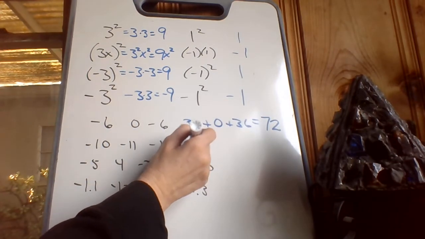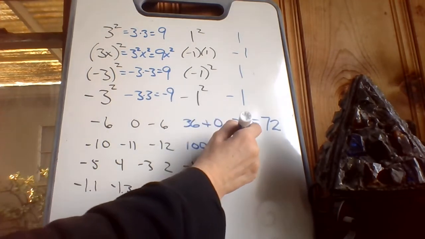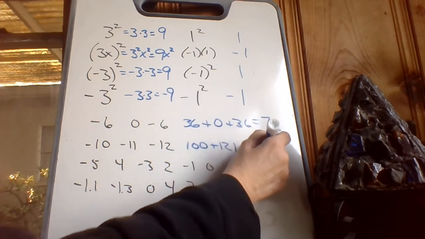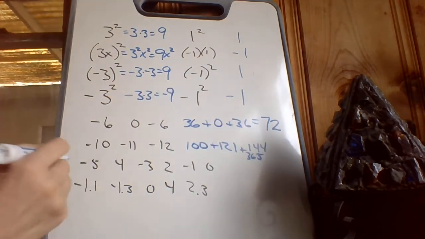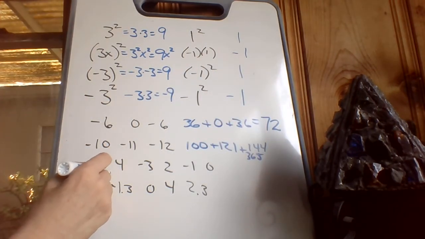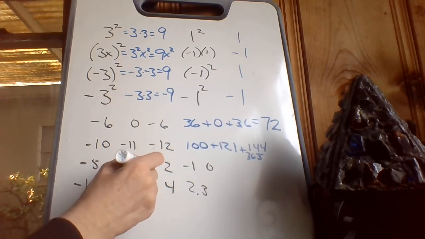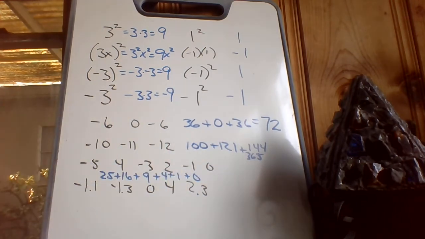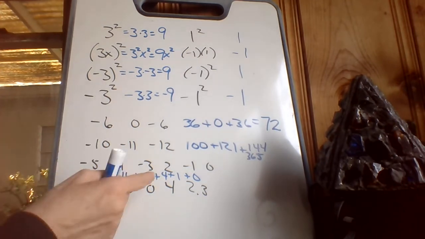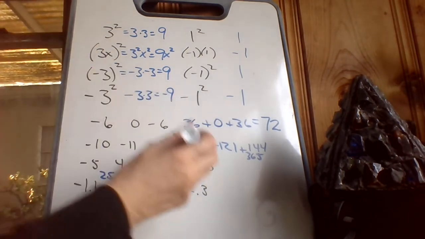Negative 100 squared, positive 100. Negative 11 squared, positive 121. Negative 12 squared, positive 144. That's 365. Okay. Negative 5, that'll be positive 25. Positive 16, positive 9, positive 4, positive 1, and of course positive 0. So let's see, that's 30, that's 25, that's 25. So 50, 55.